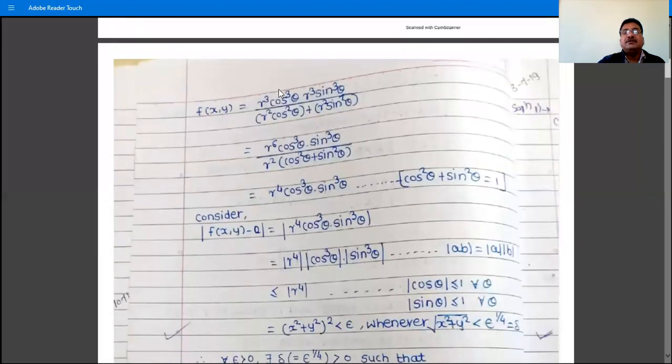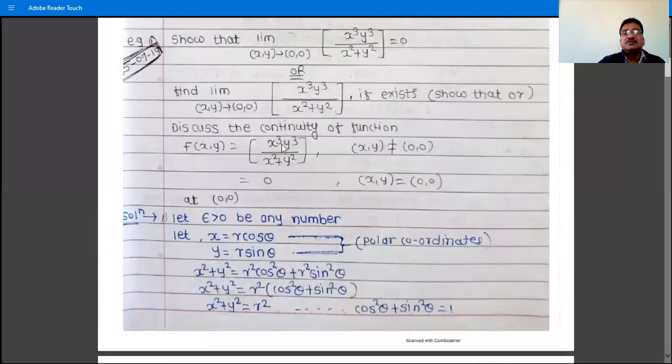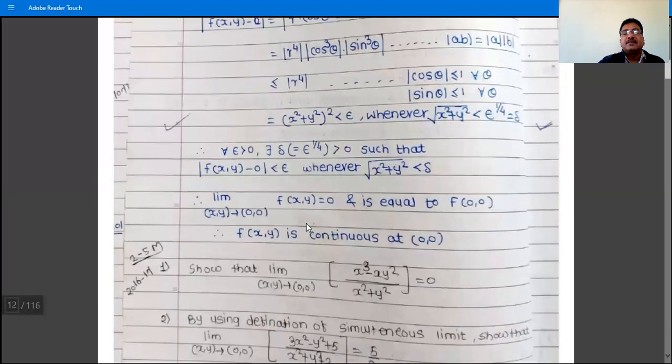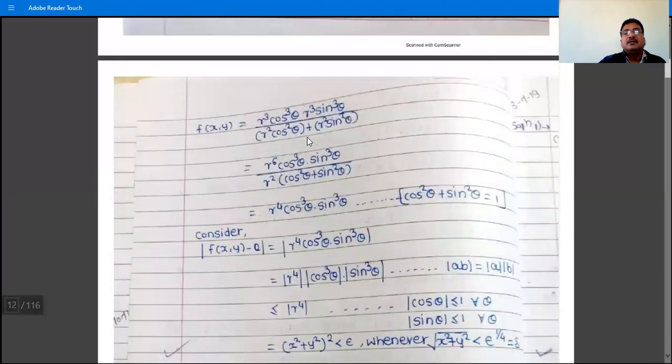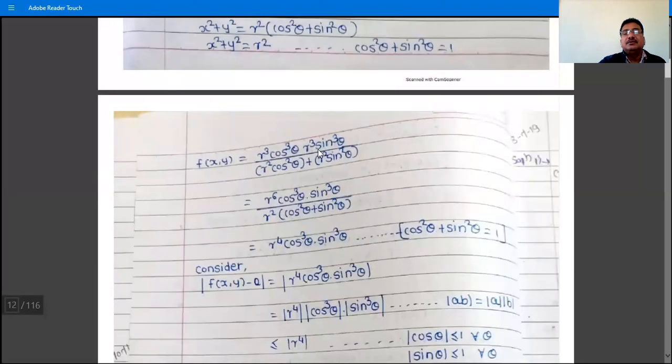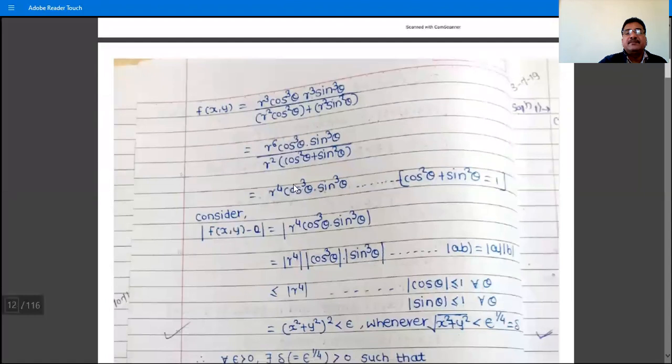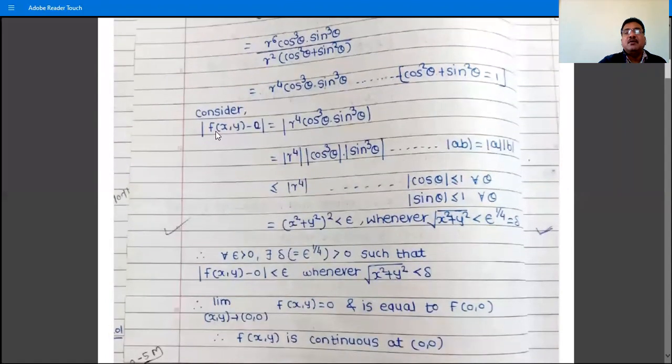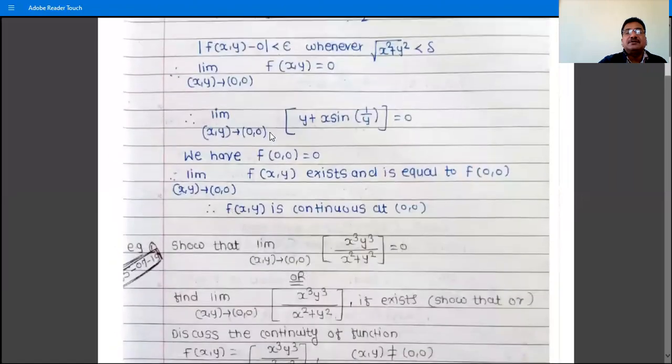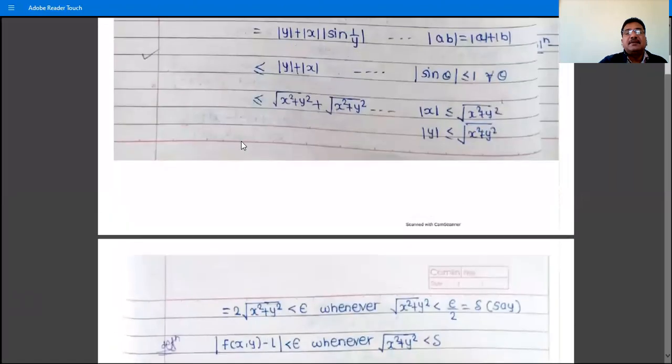Then the simplification of f(x,y): substitute x as r cos theta, y as r sin theta. So we have r cube cos cube theta, r cube sin cube theta divided by r square cos square theta plus r square sin square theta. Take r square common, and x square plus y square is obviously r square. This is r raised to 4 cos cube theta sin cube theta. Then consider mod f(x,y) minus 0.